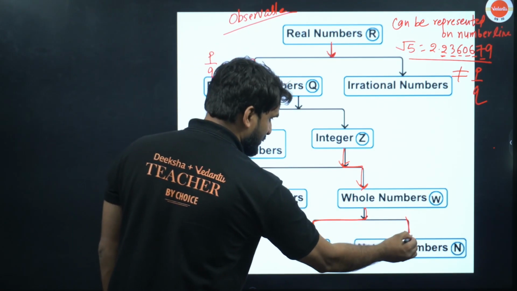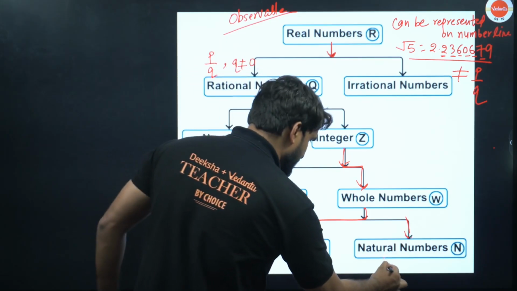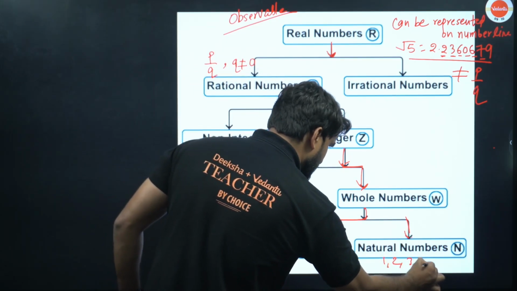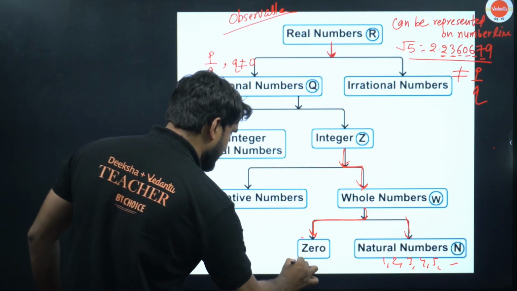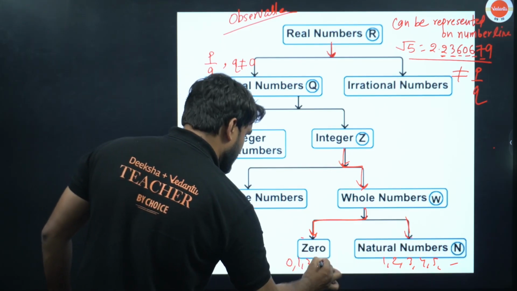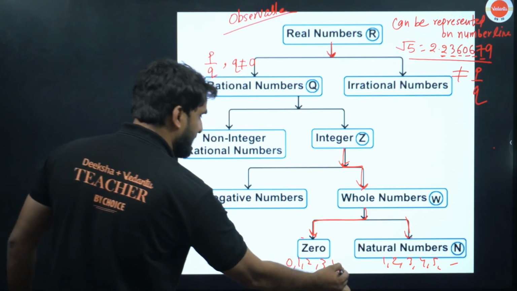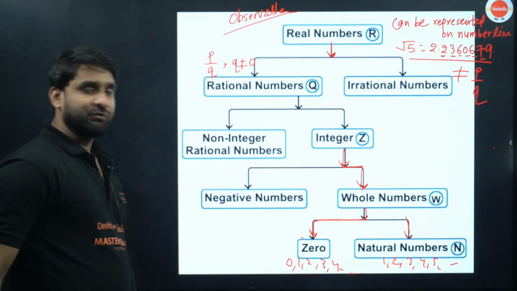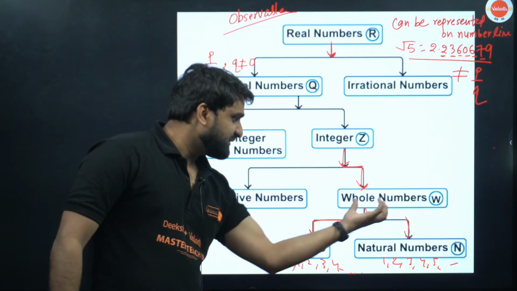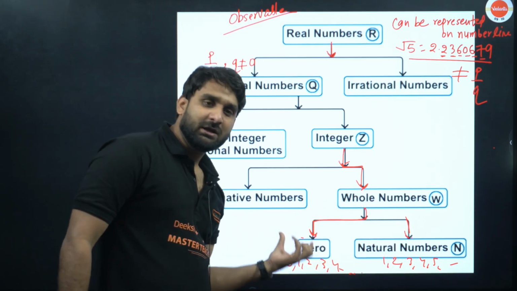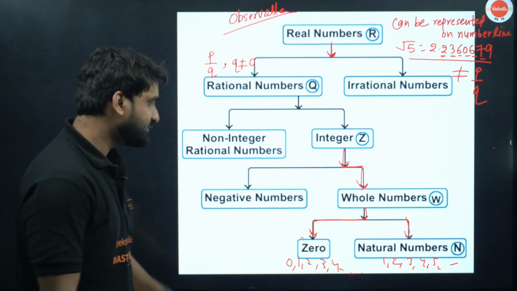0 and natural number. We all know natural number starts from 1, 2, 3, 4, 5 and so on, and whole number means including 0. The same numbers will be counted but including 0. So this will be and so on till infinity. So including 0 will become this. So both come in the whole number category. Natural number including 0 will give you whole number.